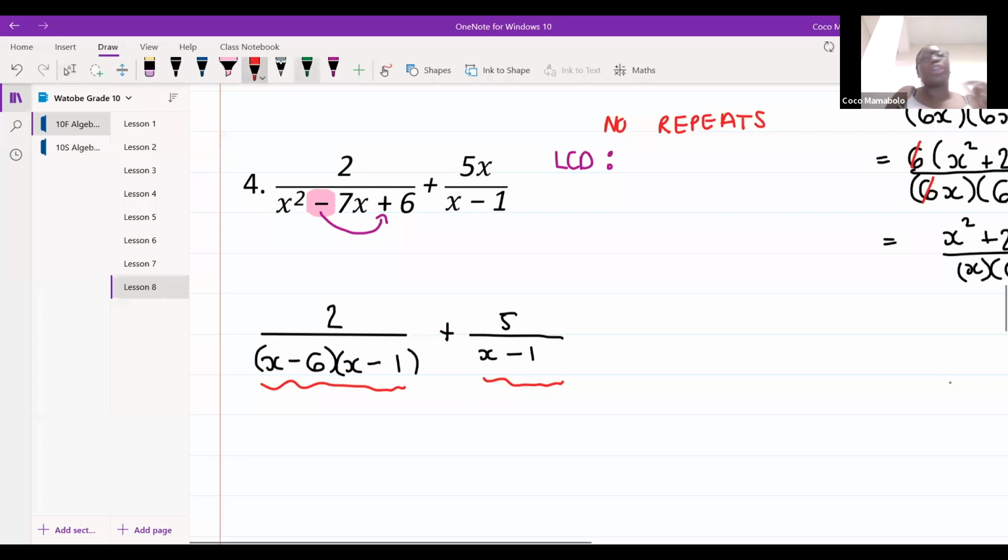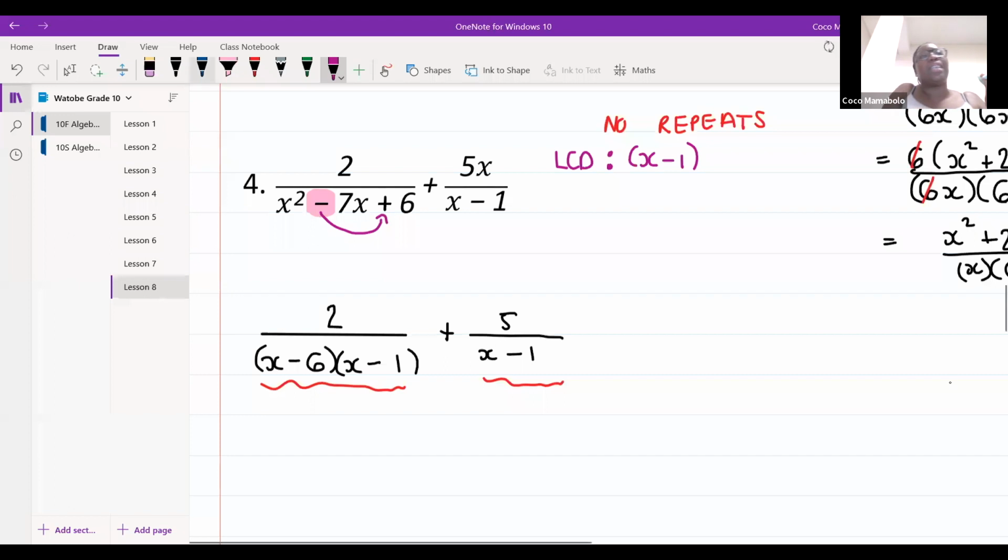So I'm not going to write x minus 1 twice. I'm only going to write it once. And that's why I'm factorizing, to make sure that I don't have any repeats, because I'm going to do a lot of working at the top, and I don't want to do any of that. Okay, so my LCD becomes x minus 1, only one of them. I only need one of them.